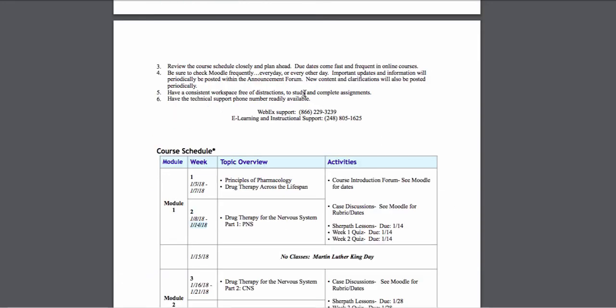Here's the WebEx support number and then the eList number too. Like I mentioned, if you're having any technical difficulties, you can look at that as well. Be sure to check Moodle frequently, every day or every other day, because I do try to put up important updates or any information, new clarifications. So just review that when you have a free moment.